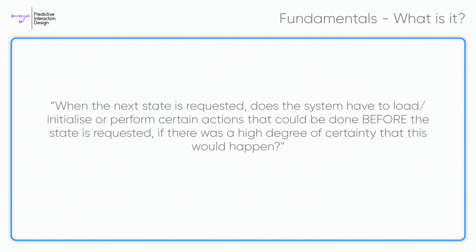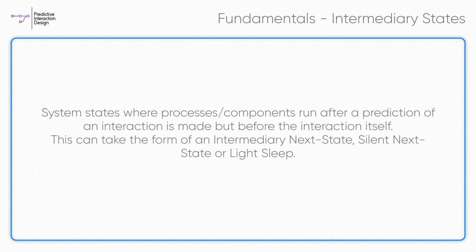In the previous chapter, we said that when a next state is requested, the system has to load, initialize, or perform certain actions that could be done before the state was requested if there was a high degree of certainty that this would happen. And then we went over intermediary states. These are system states where processes or components run after a prediction of an interaction is made, but before the interaction itself. This can take the form of an intermediary next state, silent next state, or light sleep. In this chapter, we're going to be talking more about silent next state, but we will talk about the other two further through this course.